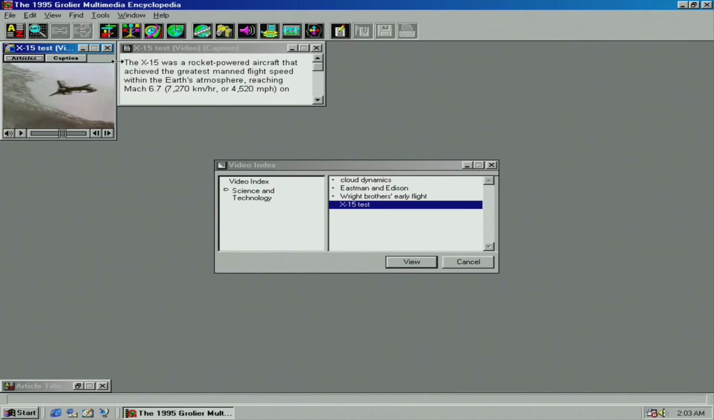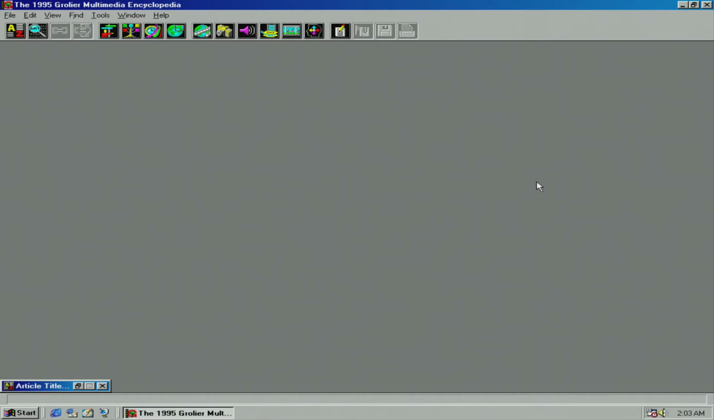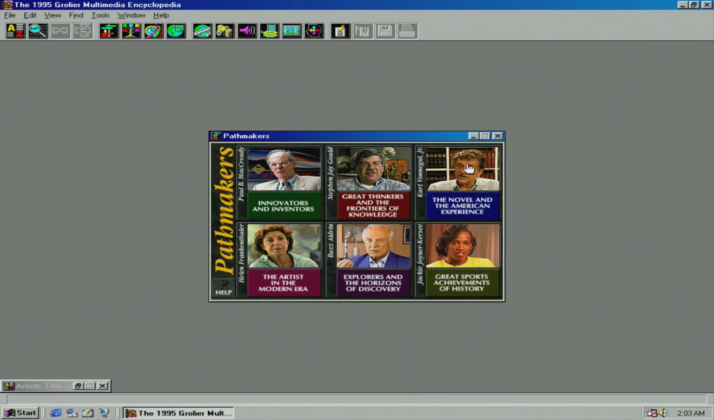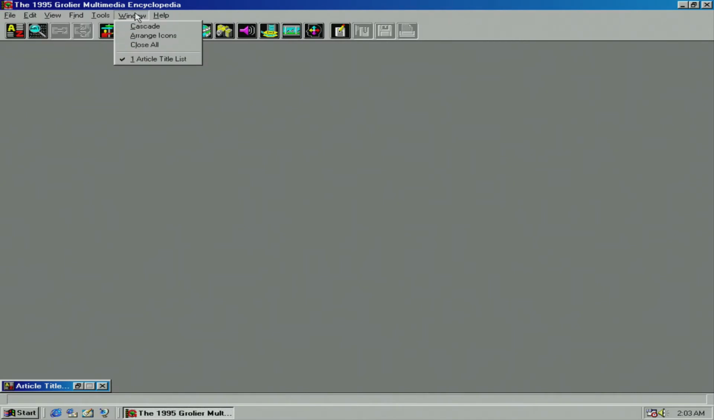Alright. This is what Grolier's multimedia encyclopedia was like. To get out, just exit. Let's see, there's some other stuff in here.